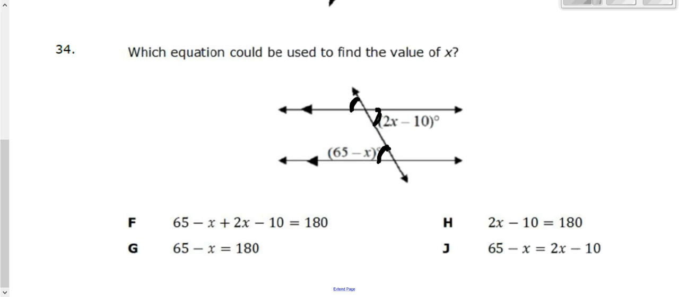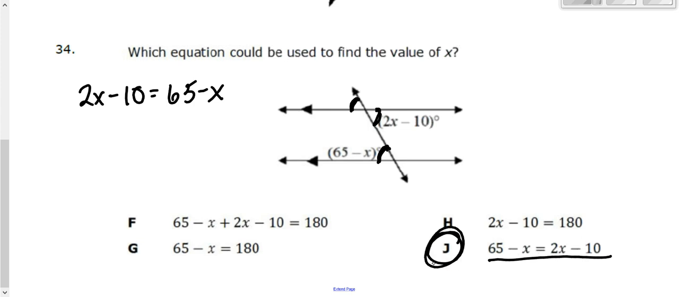If they're equal, that means I could actually write an equation that represents that. So 2x minus 10 equals 65 minus x. So looking for that equation, well, the only one that matches is just written backwards of what I wrote. 65 minus x equals 2x minus 10. So J.